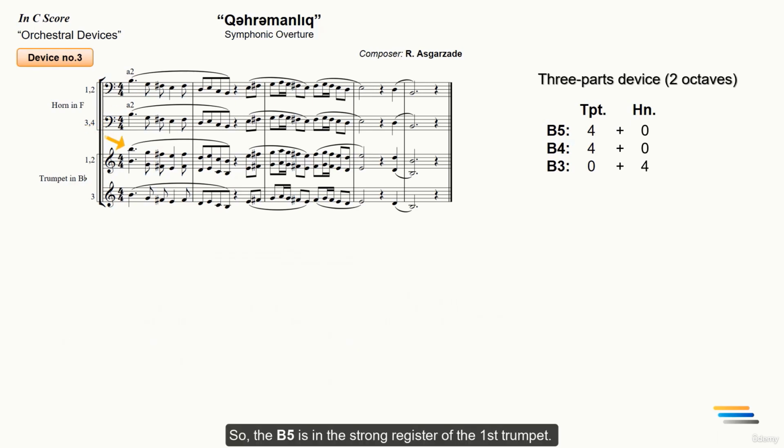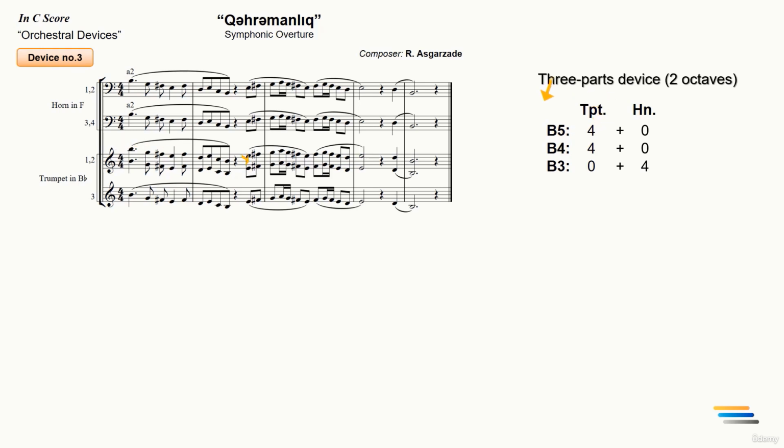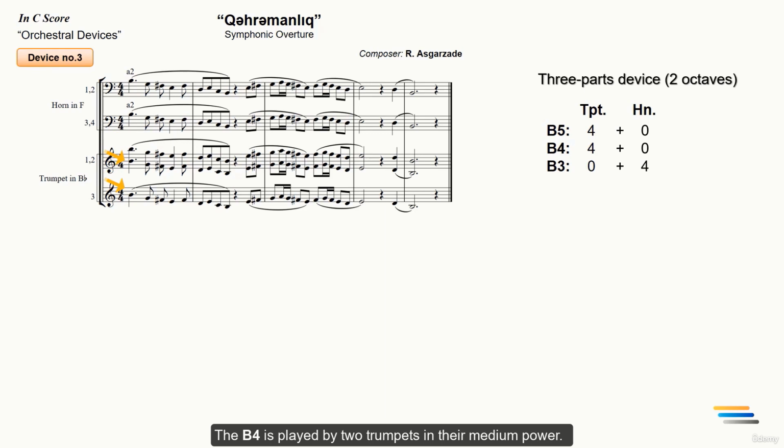So, the B5 is in the strong register of the first trumpet. This register has been marked with 4. The B4 is played by 2 trumpets in their medium power. Both trumpets are roughly equal to the first trumpet.